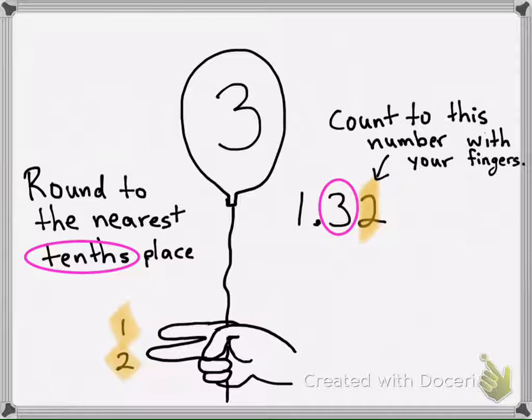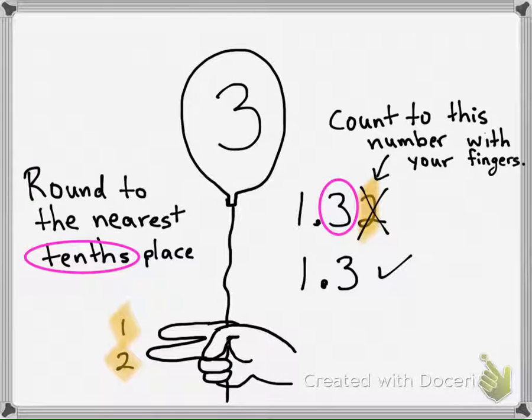Are we still holding onto the balloon? So it looks like we are. The balloon is not going anywhere, which means that the answer is going to stay the same. The 3 is going to stay the same. So the answer is just going to be 1 and 3 tenths, and the 2 just goes away because it told us to count to 2, and we did, so we're done with it. So the final answer is just 1 and 3 tenths.